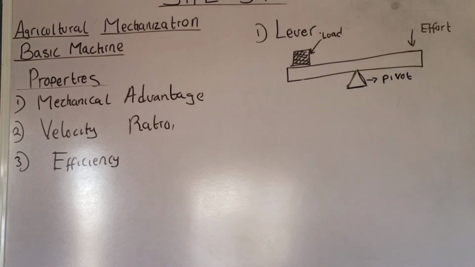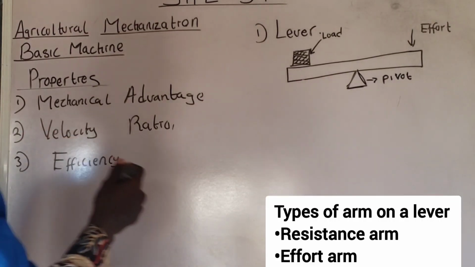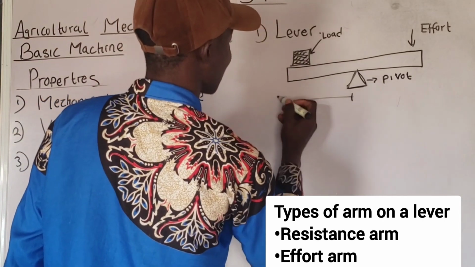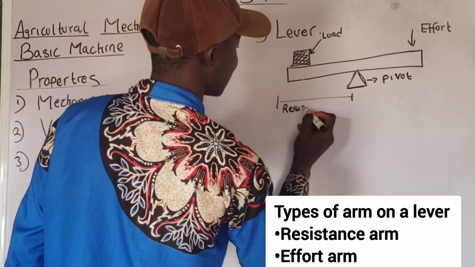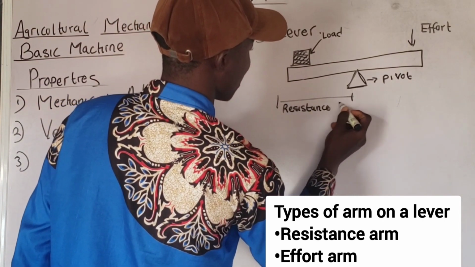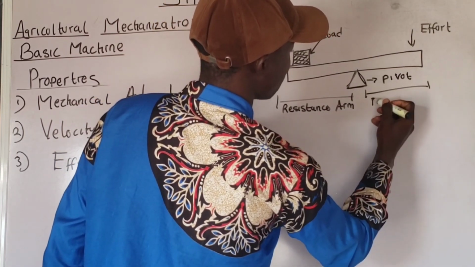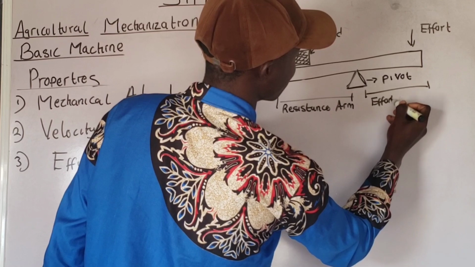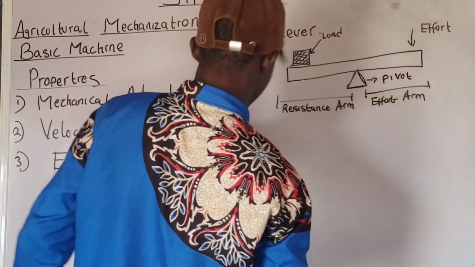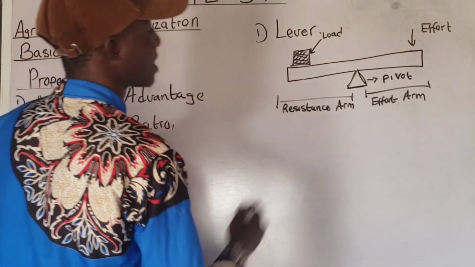Now, on this lever we have two arms. We have the resistance arm and the effort arm. This is the resistance arm. And this is the effort arm. Now let me explain what is meant by resistance arm and effort arm.